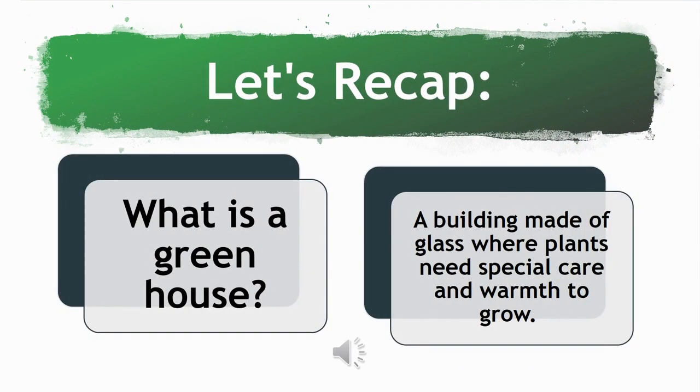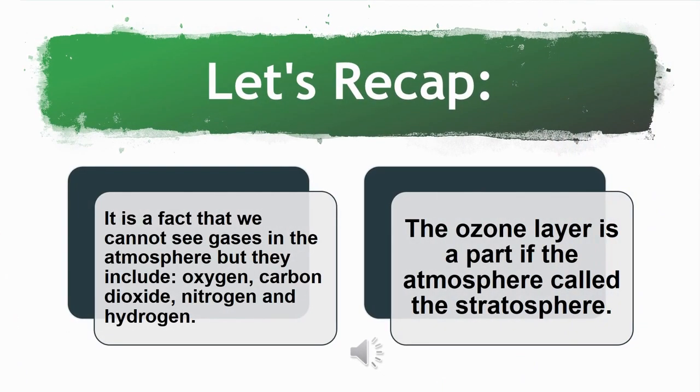Let us recap, students. What is a greenhouse? Remember, it's a building made of glass where plants need special care and warmth to grow. It is a fact that we cannot see gases in the atmosphere, but they include oxygen, carbon dioxide, nitrogen, and hydrogen. The ozone layer is part of the atmosphere called the stratosphere.